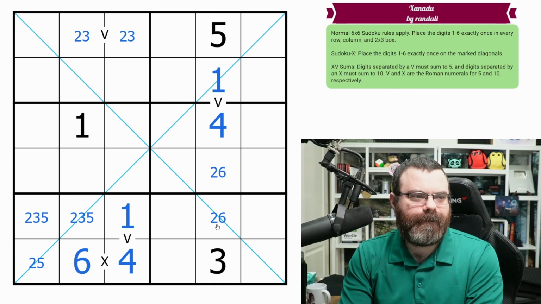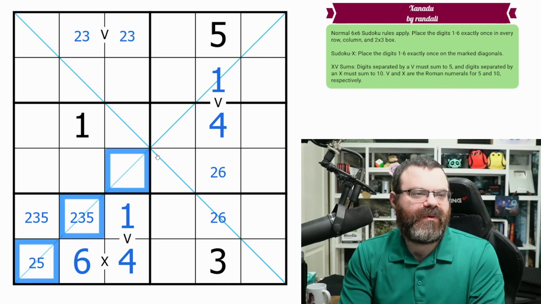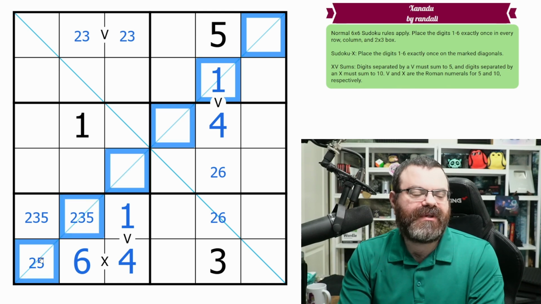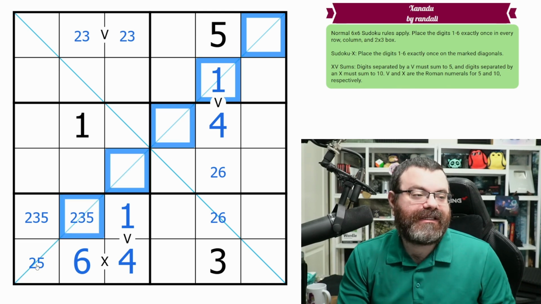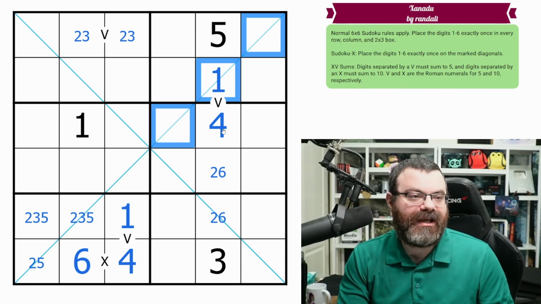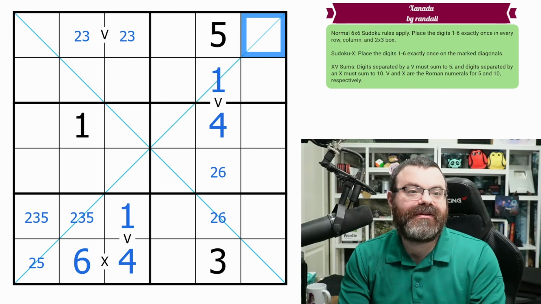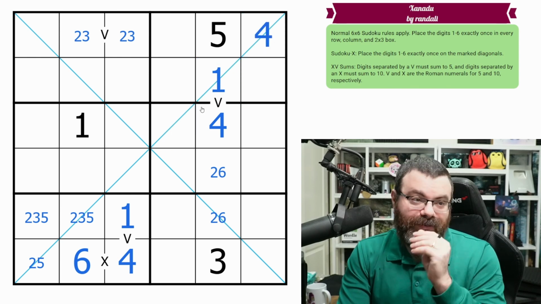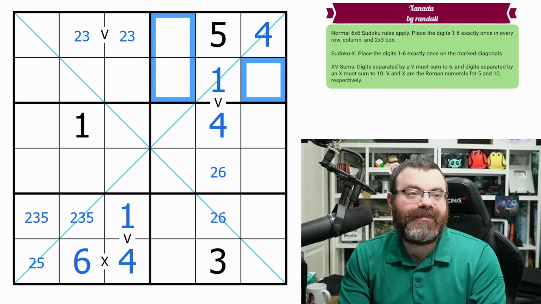Let's see. Where is 4 on this diagonal? Because we know it has 1 of every digit. Well, it's definitely not in these two. This 4 sees up, this 4 sees here, and this is a 1. So the 4 can only go there. We probably have more like that. Let's just get this triple out of the way, though.